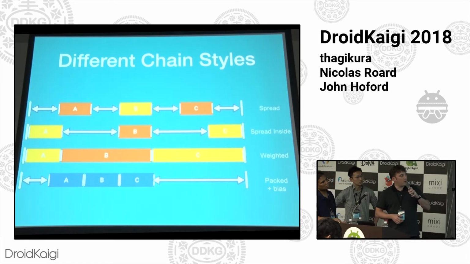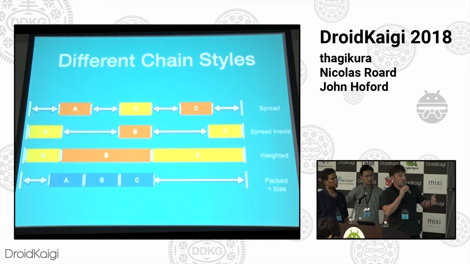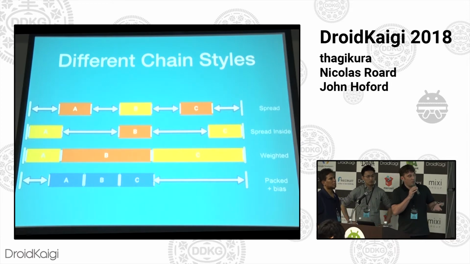And you see there's a couple more. Packed, the one at the bottom, is interesting because essentially it acts like a view group would, but the connection that you would set up from the first widget and the last widget to, say, the parent, you still have the same rules that we're using for the widget about centering and about using bias. So that's a pretty powerful thing.